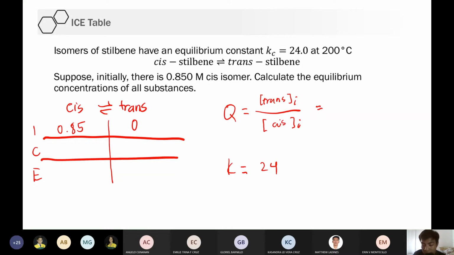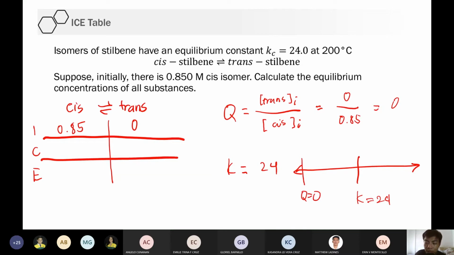So your trans is 0 molar. Your cis is 0.85 molar. What's 0 divided by 0.85? 0 yan. So that means if you create a number line, K is equal to 24, asan yung Q? Nasa left. Q is equal to 0. In order for the system to achieve equilibrium, it has to shift towards the right side. Kailangan niya ma-push towards the right side para ma-achieve yung equilibrium. So, yun yung direction ng reaction.